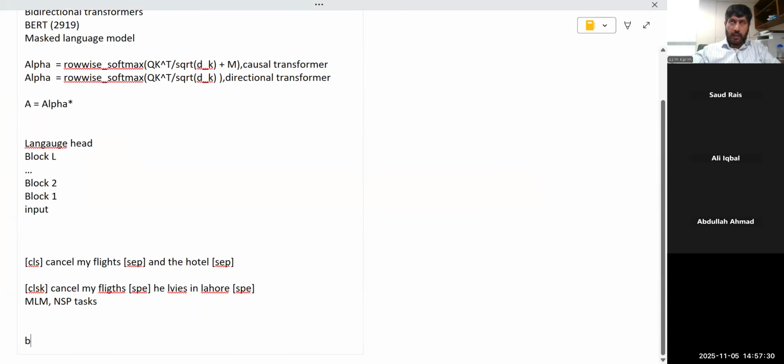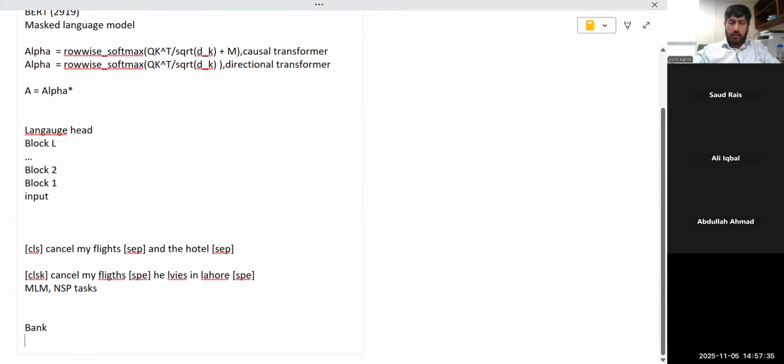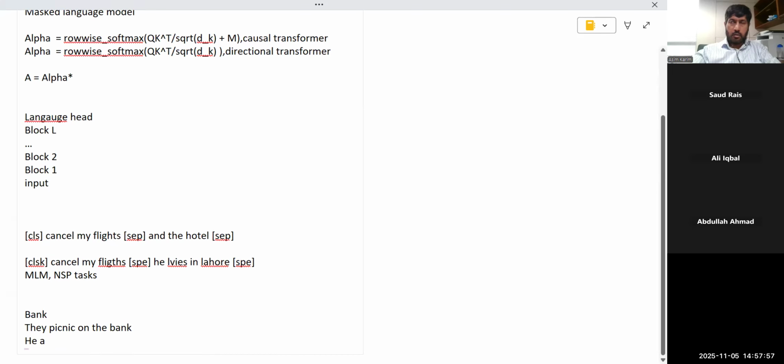So for example, the word bank is a polysemous word. ठीक है? So उसमें for example, if you used word2vec, bank की एक ही embedding होगी. That's a static embedding. But if you have bank in different contexts, its embedding should change. Let's say मैं एक sentence लिखता हूँ, they picnic on the bank and he met the bank manager. ठीक है?